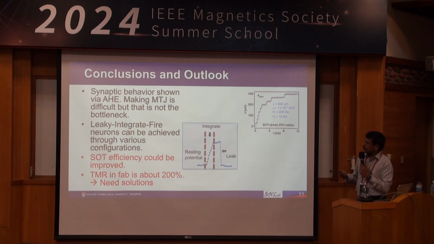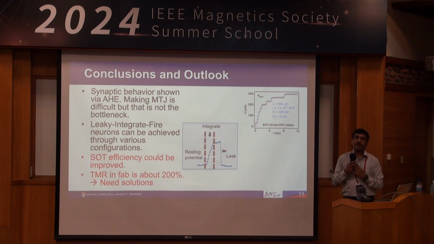To make neuromorphic computing possible practically, we need to look at ways to improve the spin orbit torque efficiency, and to realize multiple states with a significant change in resistance value, we may also look at new solutions to improve the tunneling magnetoresistance. So with this conclusion and outlook, I end my presentation.